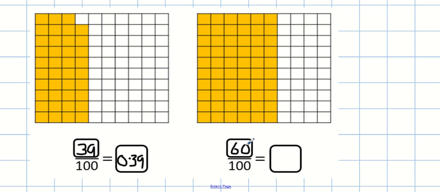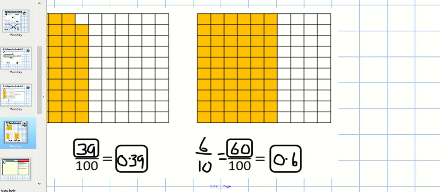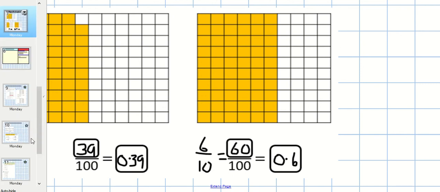And that as a decimal, well, 60 hundredths is the same, if we divide both sides by 10, as 6/10. And that's also the same as 0.6. Okay, we're going to go on because we've got a few more questions still to do.